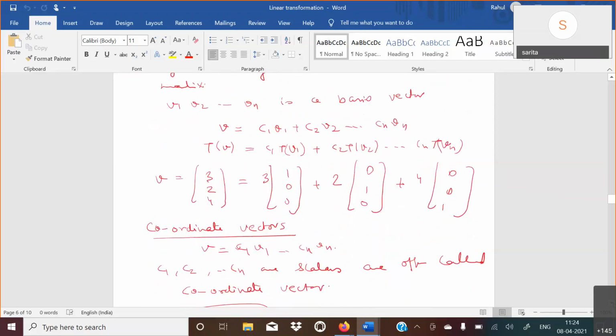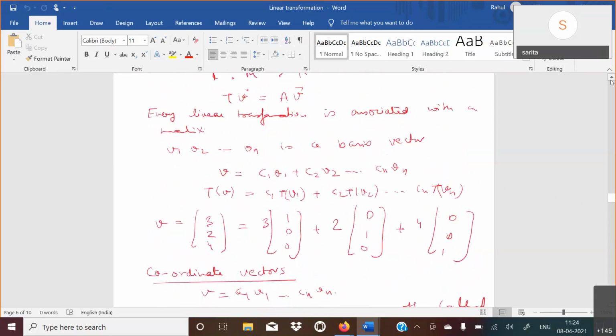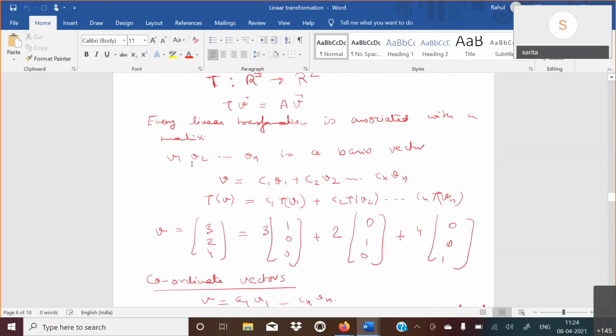Anyways, I see I have something to cover today. So earlier we have seen that if you have v1, v2, vn as basis vectors, then any vector v can be written as a linear combination of these vectors, right? So we know that. Now if we take the transformation, it becomes Tv is equal to c1 T v1 and so on, because it's a linear transformation.